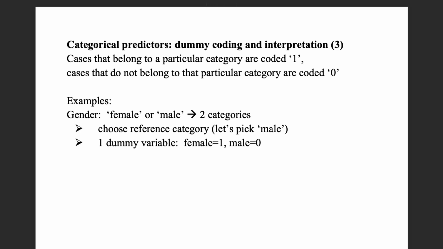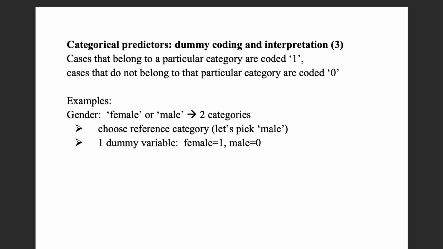So that means that we have 2 categories. We're going to have to create 1 dummy variable for one of those categories, and the other category is going to become our reference category. So we need to choose which one of these we are going to pick as the reference category, and I just picked male here. We could have also picked female, it really doesn't matter. So in this case, let's just go with male as the reference category.